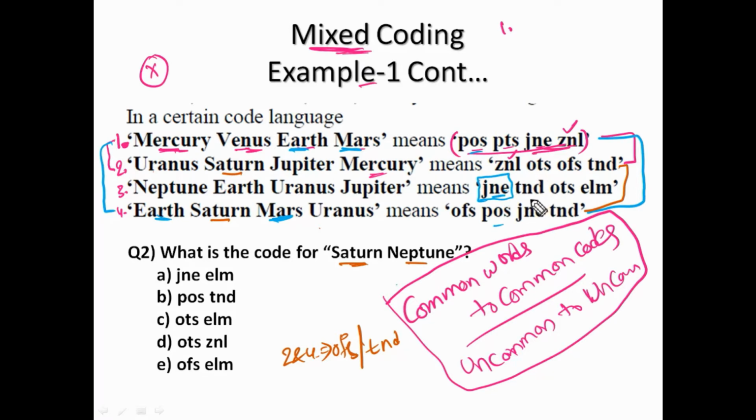Then coming to the next statement, that is the third statement, there is a code like TND, but there is no word like Saturn on the left hand side. So we can cancel TND. So OFS is the code for Saturn.